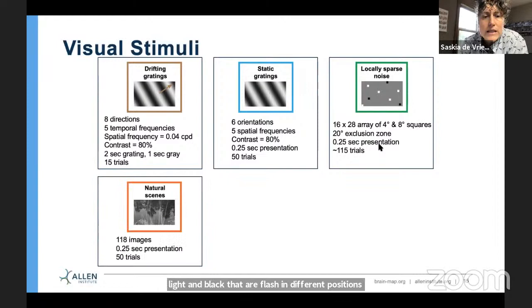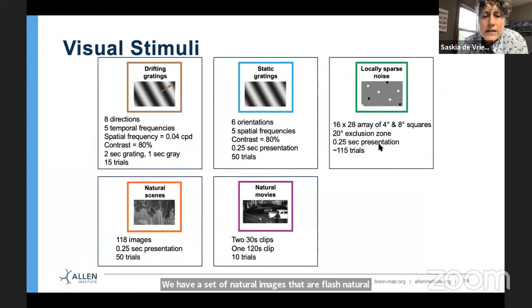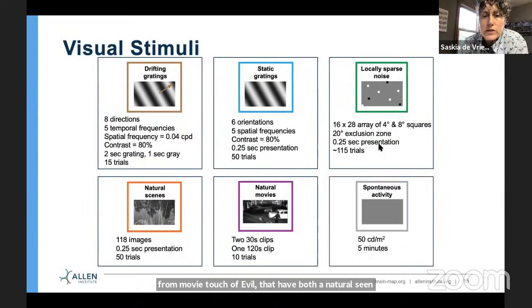We have a set of natural images that are flashed, one image after the other, and then a set of natural movies, a couple of different clips taken from the movie Touch of Evil that have both natural scene statistics, but also the temporal correlations as well. And then every experimental session has at least 5 minutes of spontaneous activity, where we've just got the mean luminance of the monitor held for 5 minutes to get that spontaneous activity.